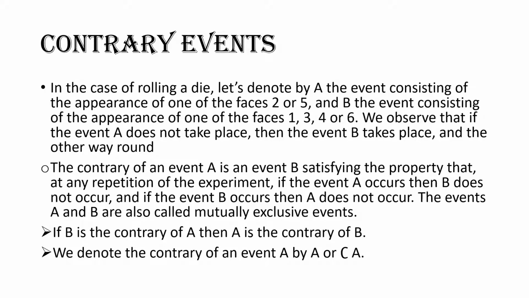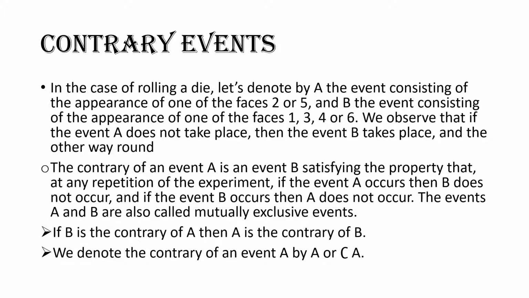Contrary events. In the case of rolling a die, let's denote by A the event consisting of the appearance of one of the two faces, 2 or 5. An event B, the event consisting of the appearance of one of the faces 1, 3, 4, or 6. We observe that if the event A does not take place, then the event B takes place, and the other way around.